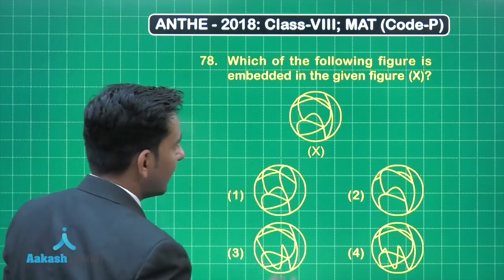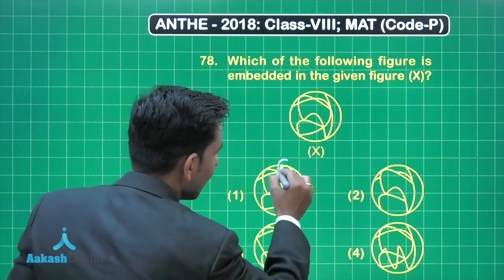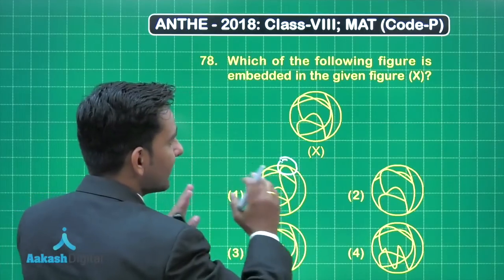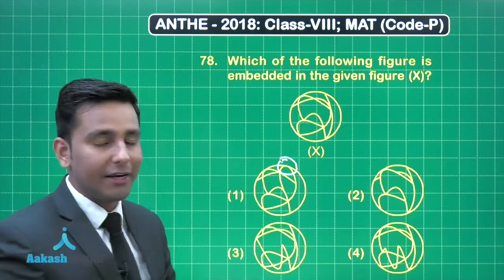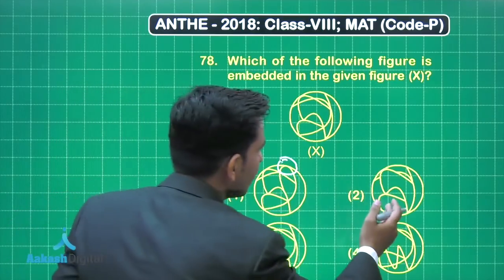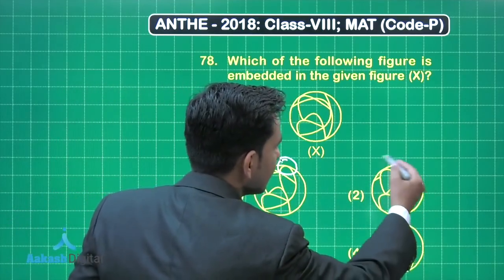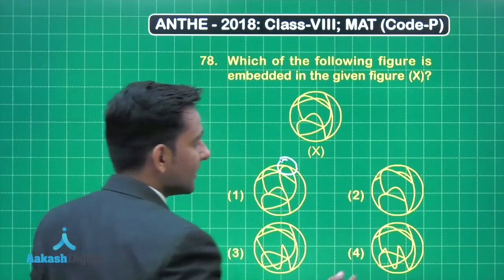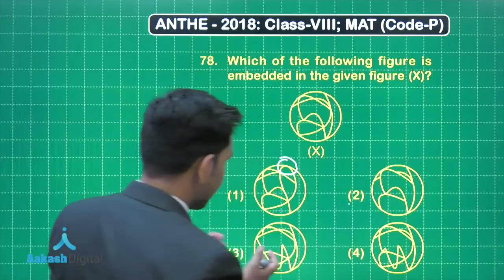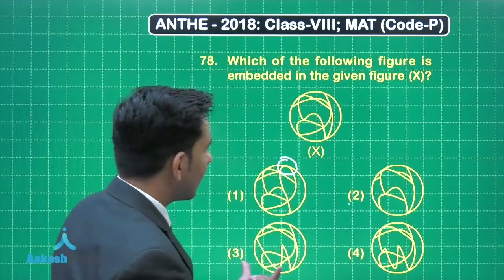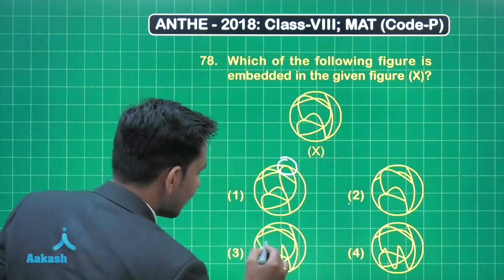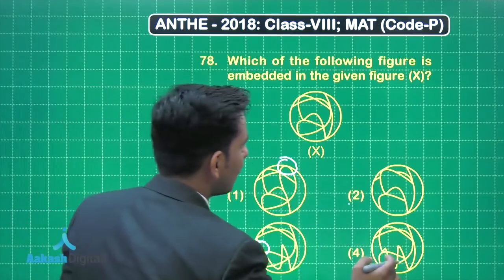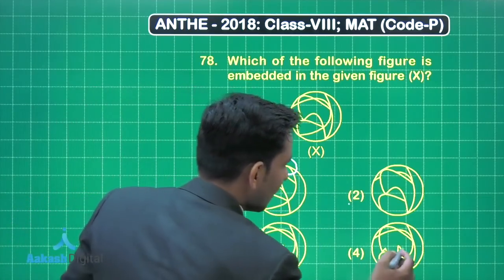We can see that in the first option this part, or you can say this curved line, is extra as compared to the given figure X. Let's check the second option. We can see that all curved lines inside this circle are a part of this figure X. So this may be the correct option, but we have to check the third and fourth options also. In the third option we can see that this line is extra, so this is not correct. In the fourth option we can see that this part is extra.